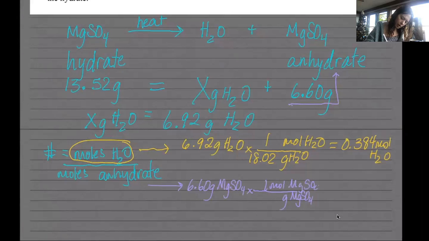All right. So I'm going to add up the molar mass of magnesium sulfate. Magnesium is 24.31 plus sulfur, which I'm pretty sure is 32.06, plus my 4 oxygens, which is 120.37. Sounds right. Now I'm going to divide 6.6 by that answer, and I'm going to get 0.05483 moles of my anhydrate.